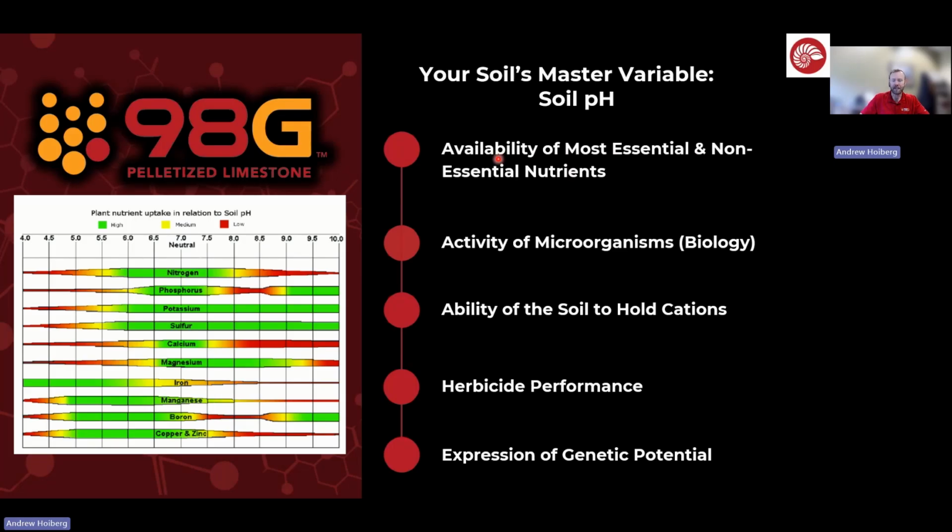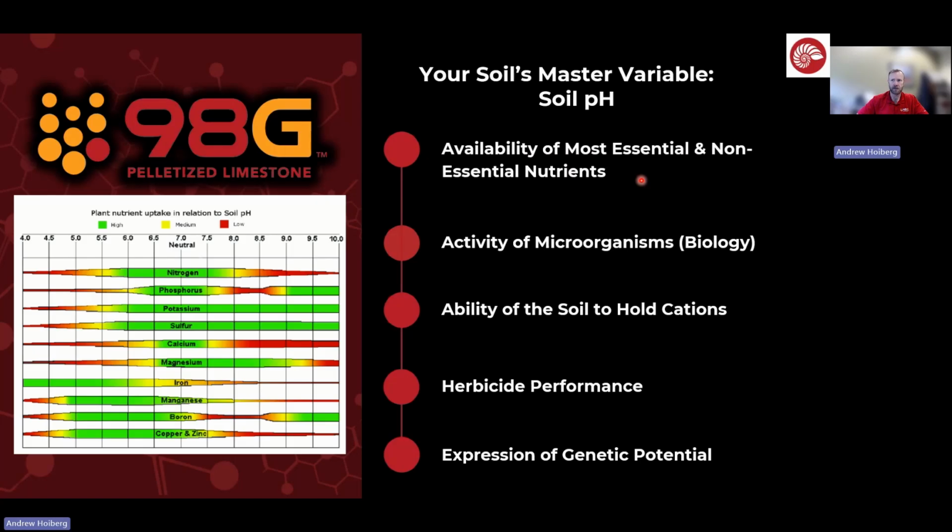So the biggest one that we tend to put a lot of focus on is the availability of the essential and non-essential nutrients. And why would we focus on the non-essential nutrients? Because when you think of things like aluminum, it is not a nutrient that's considered essential to plants, but once soil pH gets down below a certain threshold, aluminum starts to become a lot more available in the soil, and what that creates is a very toxic environment for the plant.